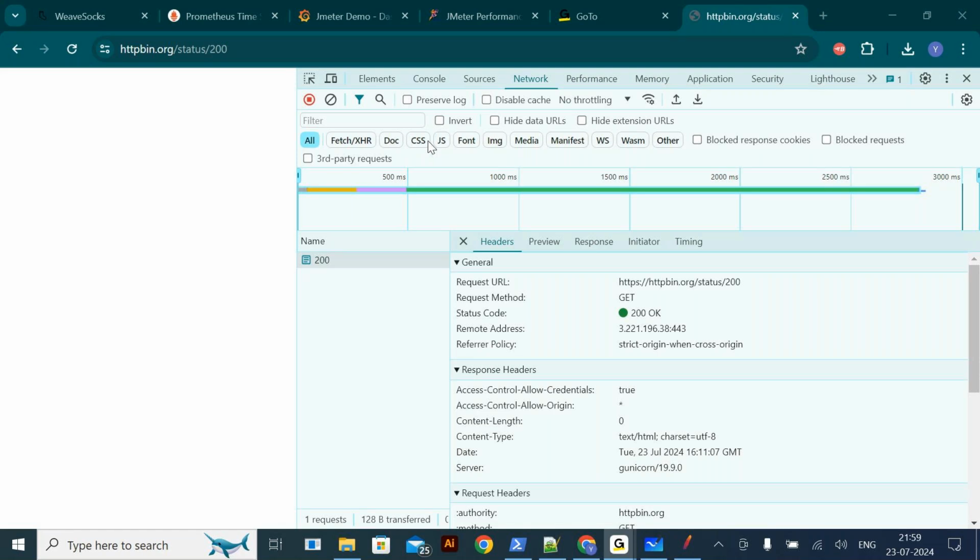Okay, I'm talking about BlazeMeter. Can we use BlazeMeter to conduct the different types of testing? Exactly.